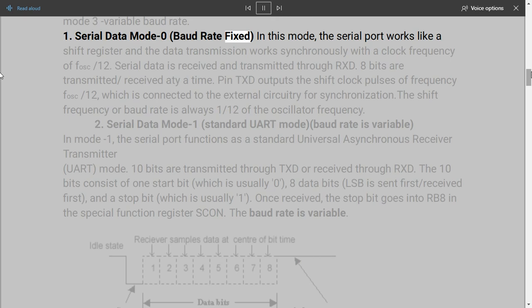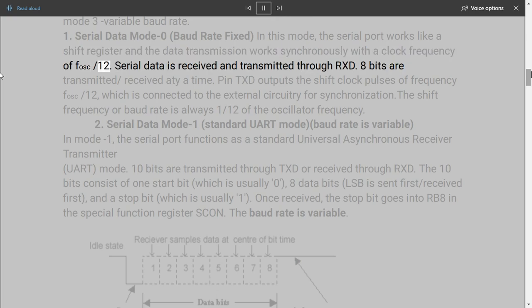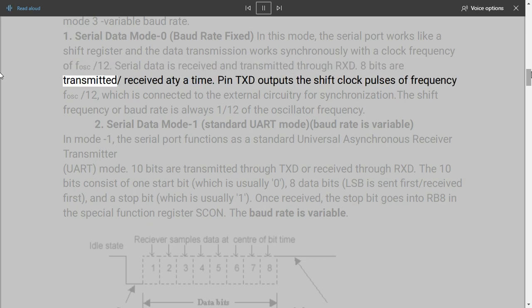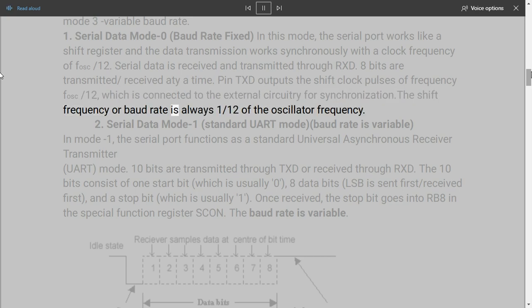In this mode, the serial port works like a shift register, and the data transmission works synchronously with a clock frequency of FOSC/12. Serial data is received and transmitted through RxD. 8 bits are transmitted or received at a time. Pin TxD outputs the shift clock pulses of frequency FOSC/12, which is connected to the external circuitry for synchronization. The shift frequency, or baud rate, is always 1/12 of the oscillator frequency.